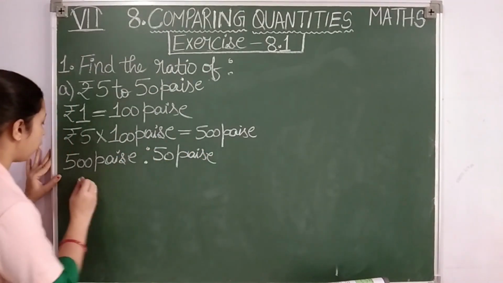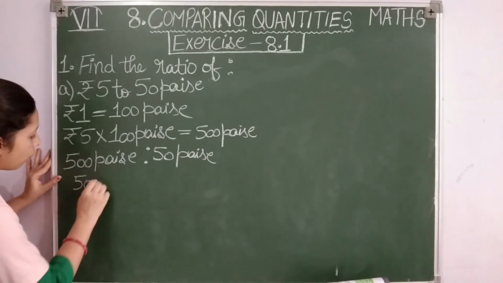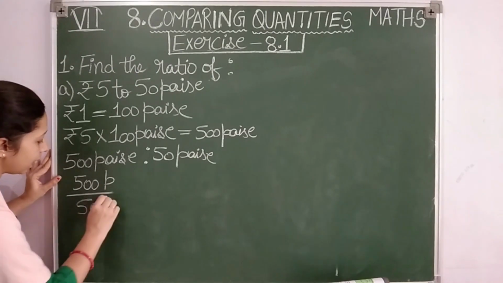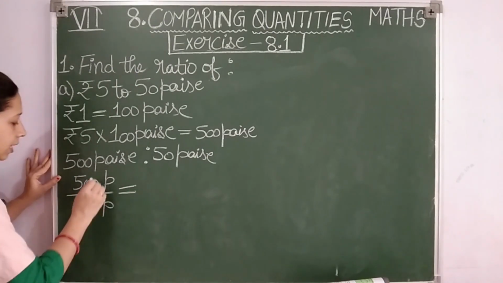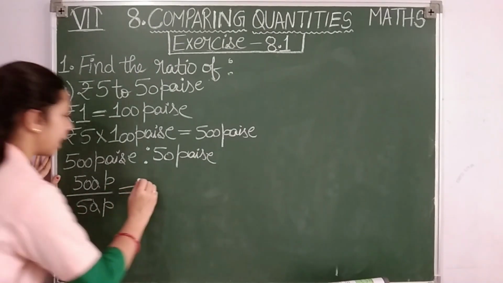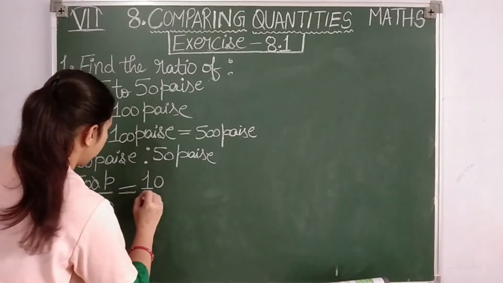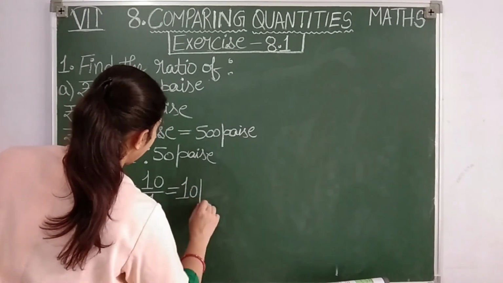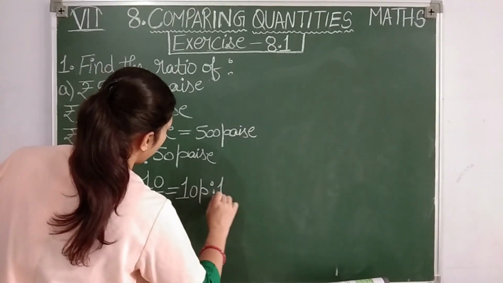Now write it in the form of a fraction. 500 paise upon 50 paise. Now you can cancel it. 0, 0 cancelled. Then 5 tens are 50, 5 ones are 5. So students, we got 10 paise is to 1 paise.